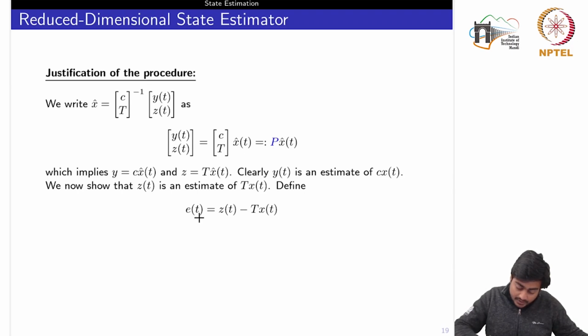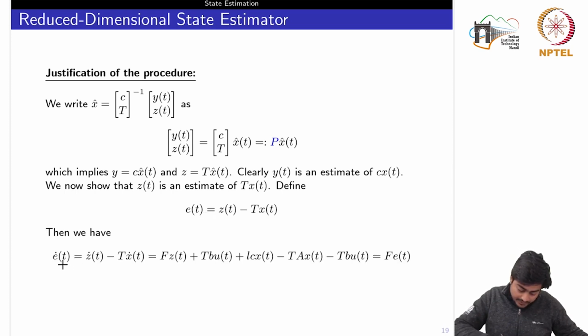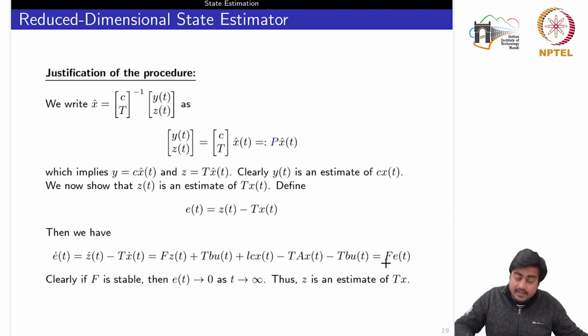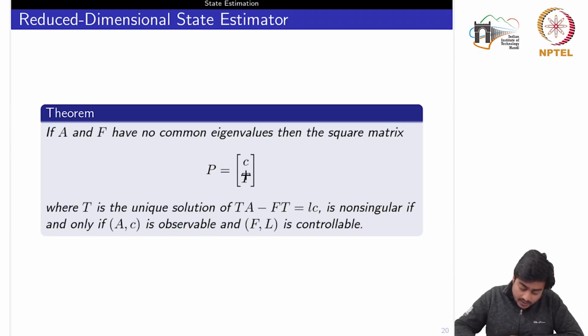So proceeding in a similar way, first we define the error vector as e = z minus T times x(t), and then taking the derivative of this error equation and substituting z dot and x dot from the plant, we get this. In a similar way, some of the terms will cancel out and some terms after combining would finally give us the relationship e dot equal to F e. We have already selected F as a stable matrix, so it ensures that e(t) tends to 0 as t tends to infinity, thus z is an estimate of Tx. So we see that this reduced dimensional state estimator helps us estimate the complete state, though the dimension of the estimator is not the same as the dimension of the plant. But still we need to ensure the invertibility of P.